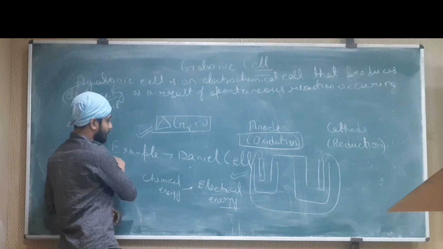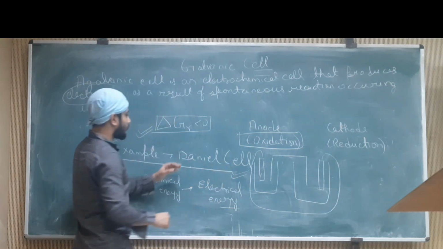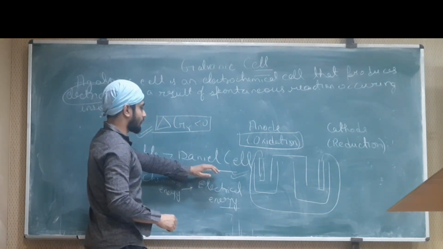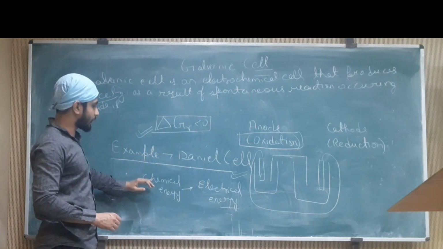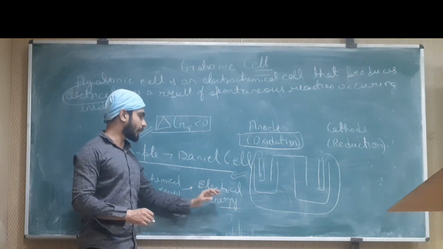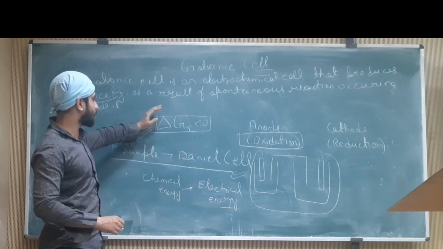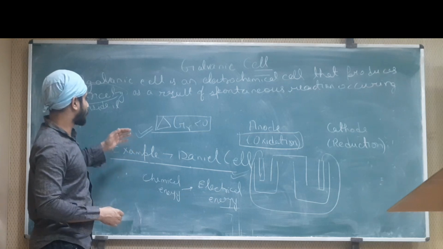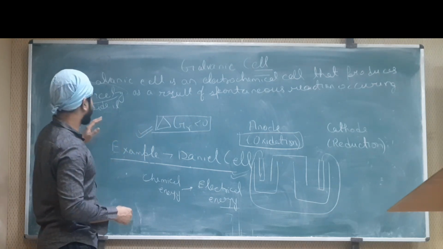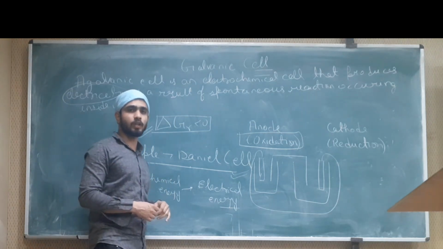And an example of the galvanic cell is the Daniell cell. The Daniell cell is an example of the galvanic cell, and it converts chemical energy to electrical energy. So this is the diagram, and delta G for this reaction is negative for the reaction to be feasible. These are the things for the galvanic cell.